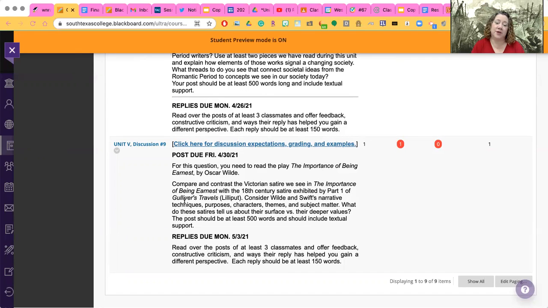is about comparing and contrasting the satire that we see in The Importance of Being Earnest. I spent time in class before we watched the different acts, talking about what was being satirized and so on. But I want you to compare and contrast that with the satire that we see in Gulliver's Travels. Also, there are a lot of notes about the satire from when we were talking about part 1 of Gulliver's Travels. So what is different and what is similar about the way that Wilde and Swift go about making fun of society, making fun of different aspects of life during their time?